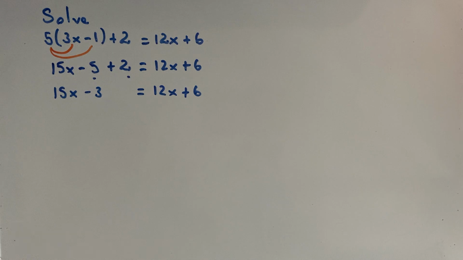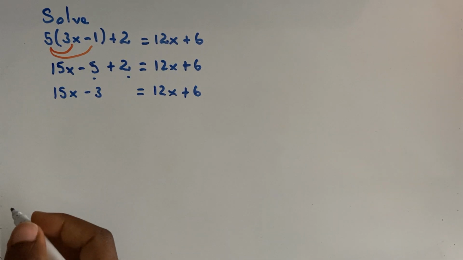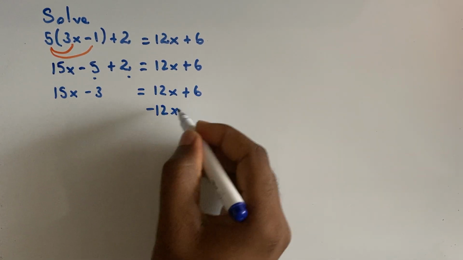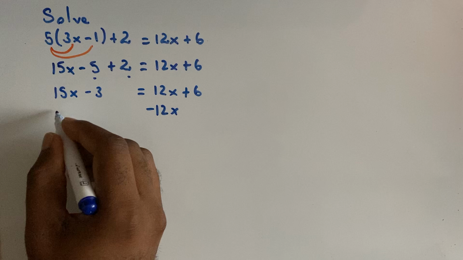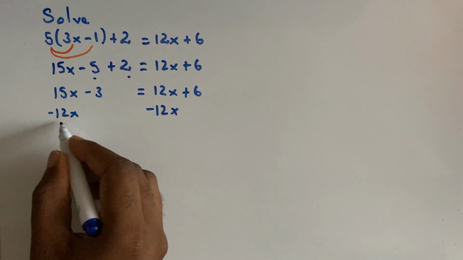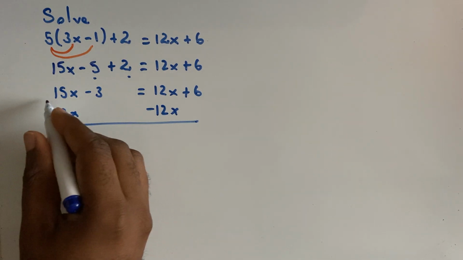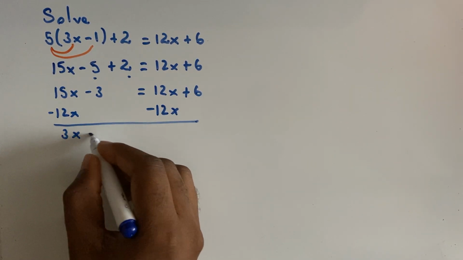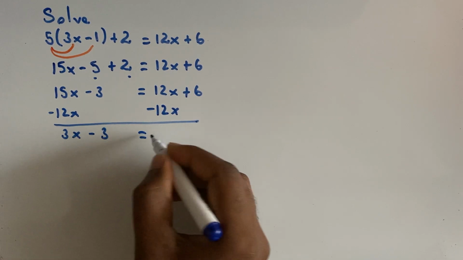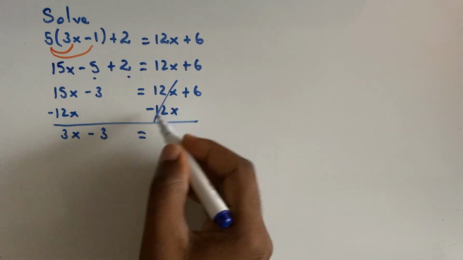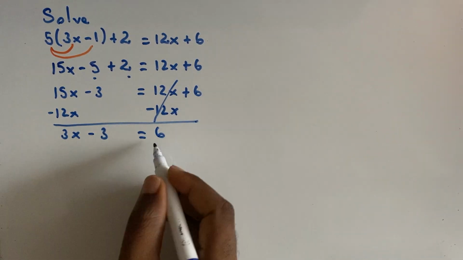Again, remember the goal is to solve for x, so I'm isolating x. So I will have to subtract 12x on both sides, because I want x on the left here. Subtracting 12x, I'll have 15x minus 12x, so this is 3x minus 3 equals, these two terms are canceled out, 12x minus 12x, equals 6, okay?